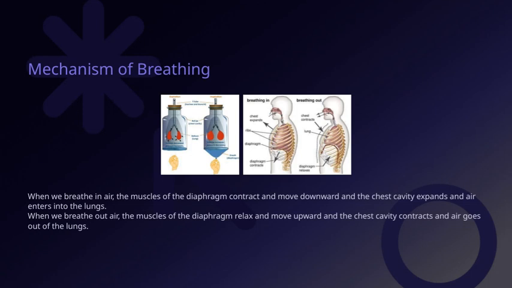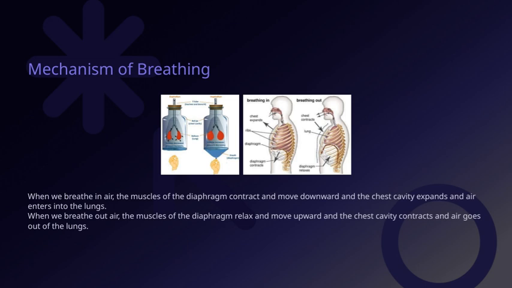When we breathe in air, the muscles of the diaphragm contract, which means they tighten and pull downward. This movement causes the chest cavity to expand, creating more space inside. As a result, air is pulled into the lungs to fill that expanded space.